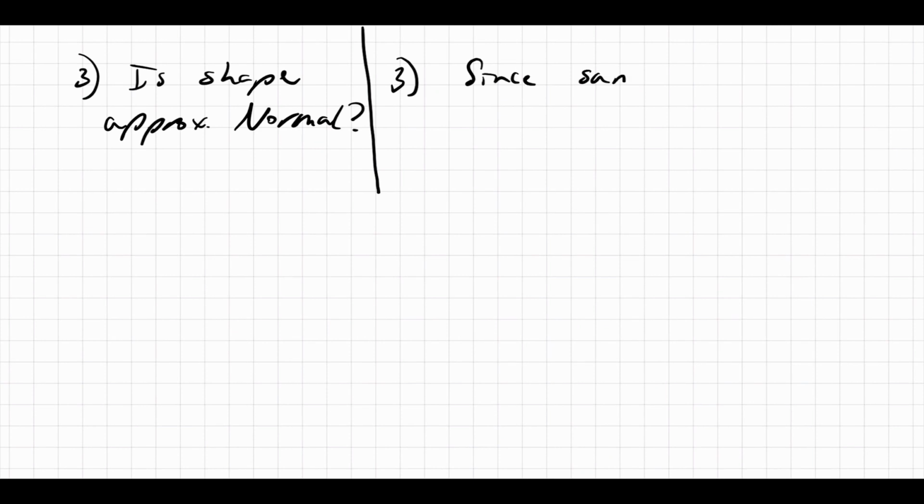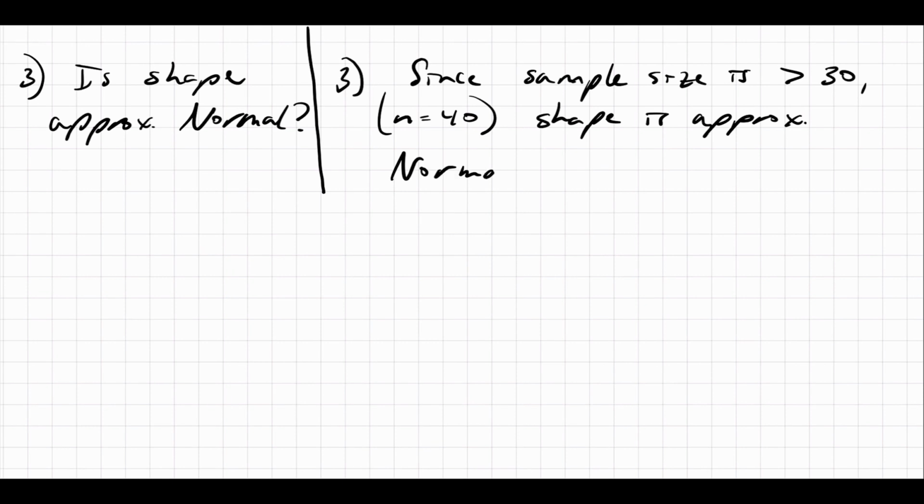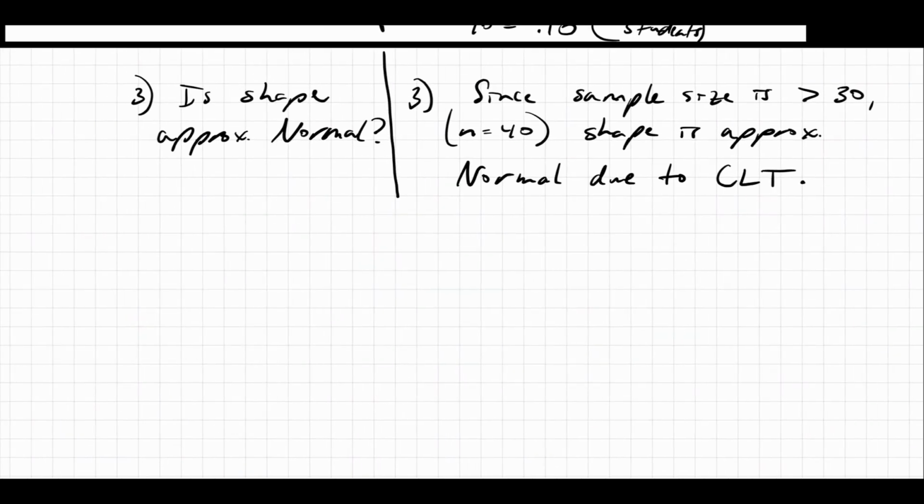Since sample size is greater than 30, n equals 40, shape is approximately normal due to central limit theorem. Okay. All right. That one's done.